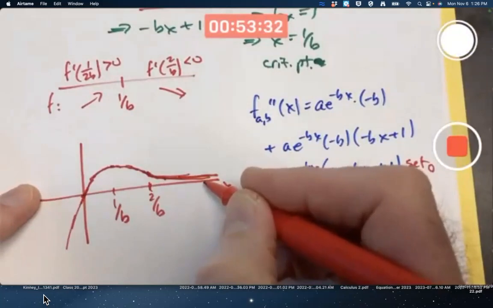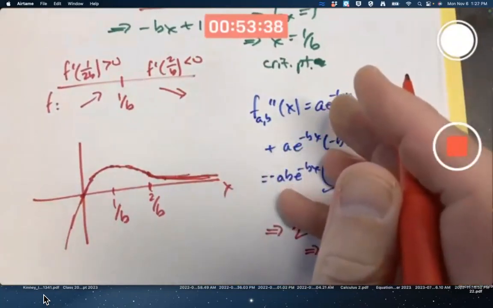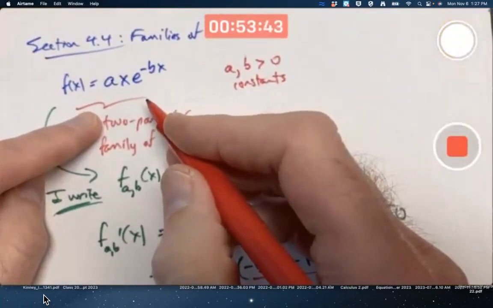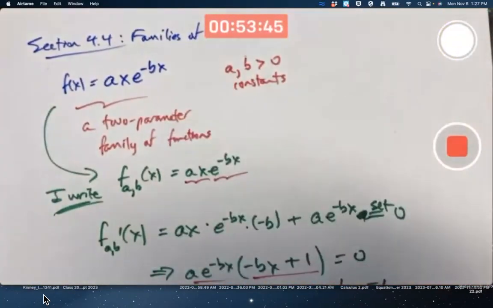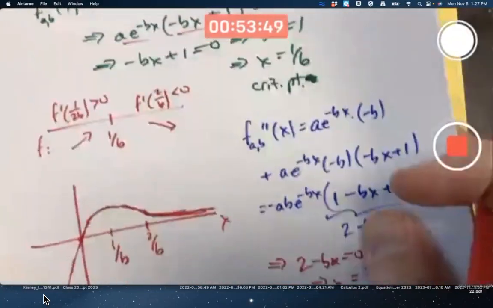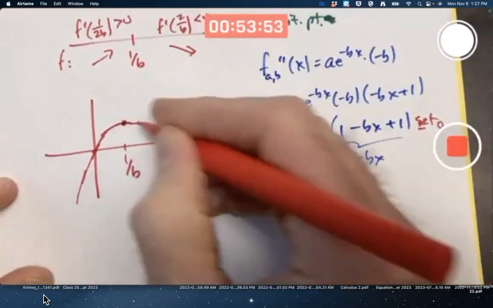Said that kind of fast, but it is true, and you can check on your calculator. We're actually, later this week, going to be able to use L'Hopital's rule to verify this goes to 0 as x goes to infinity, if you've ever heard of L'Hopital's rule before. Coming up later this week, probably Friday. Yeah, this is what it looks like.